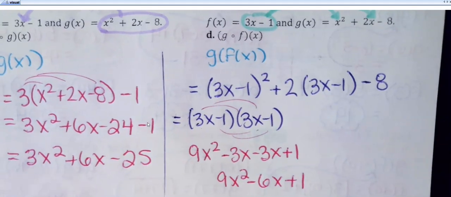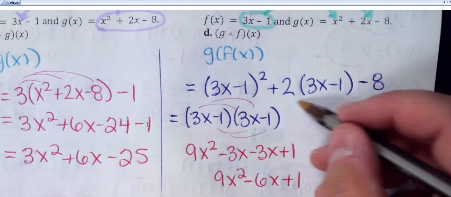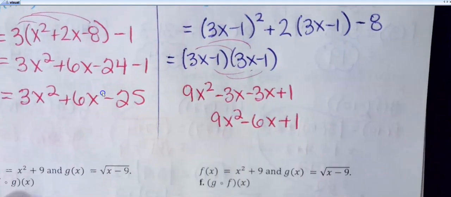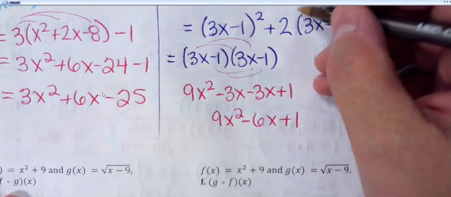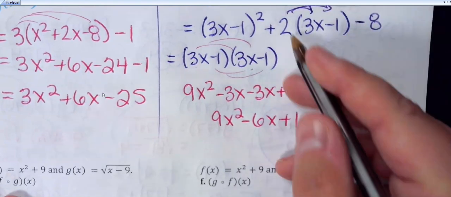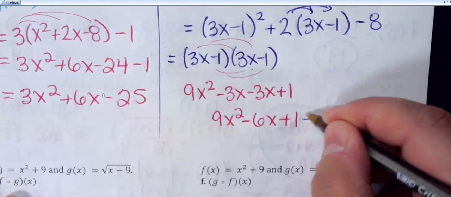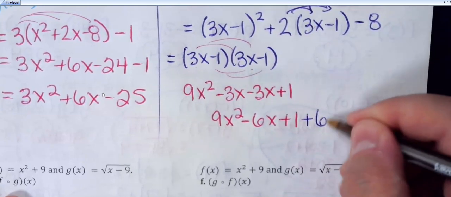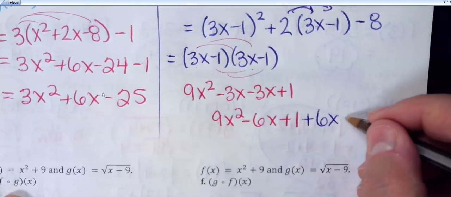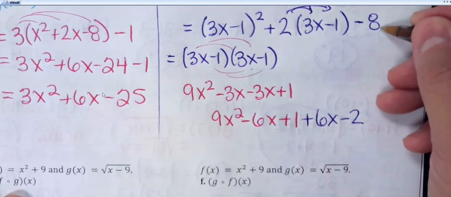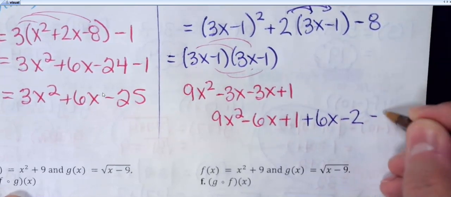Okay, now, I did not bring down the rest of this, and I got to do that. So we're going to bring down the rest of this. I'm going to distribute this 2 up here, but I'm going to write it down here. So I've got plus 2 times 3x is 6x, 2 times negative 1 is negative 2, and then I also had this negative 8 up here.